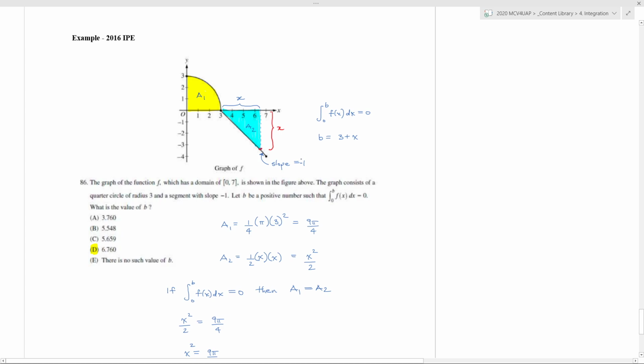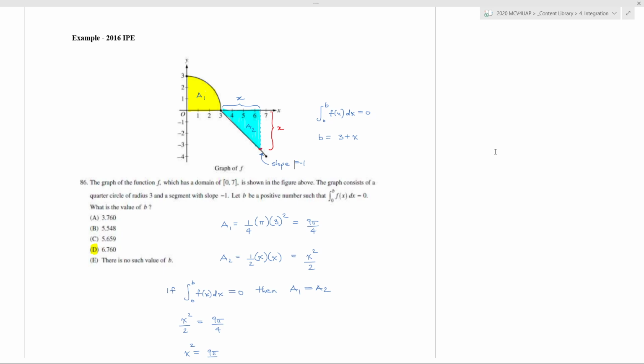Let B be a positive number such that if you were to evaluate the integral from 0 to that value B, the answer would be 0. What is the value of B? So we have to dream up some value of B so that if I started integrating at 0, from the left to some value of x or some value B, my definite integral would be 0.